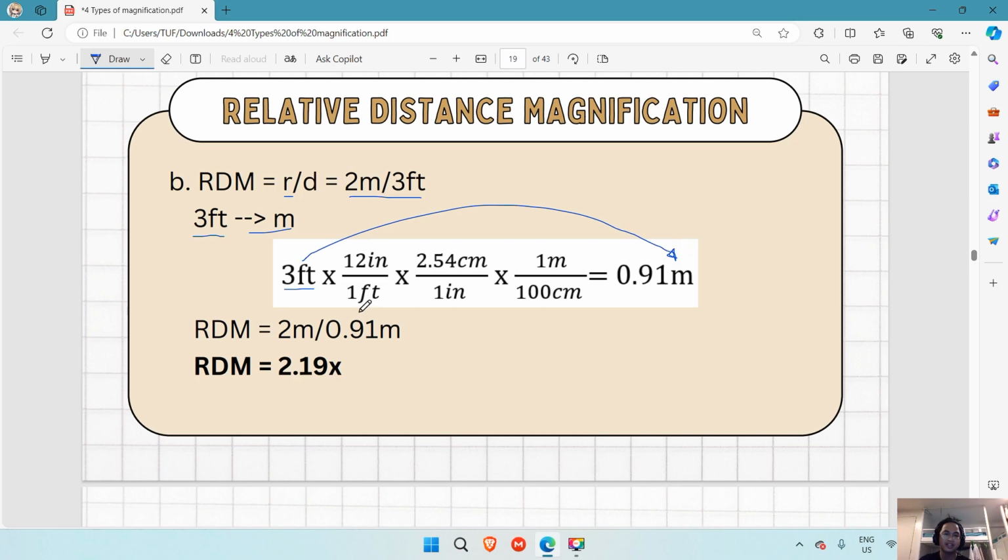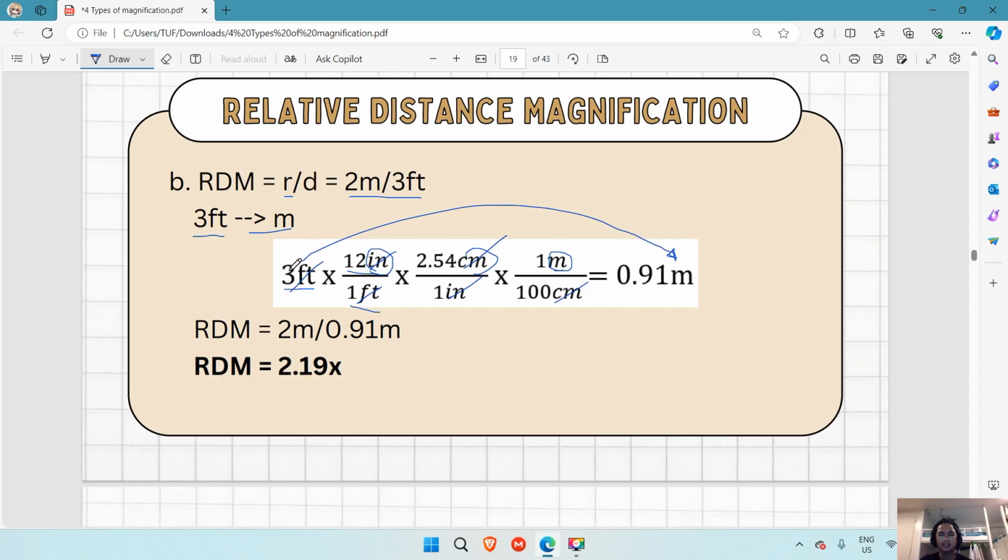Ato tagsa-tagsahon. Sa usa ka feet pila ka inches? 12 inches. So na diri sa taas ang inches kay ang inches man nimo goal. Pila na sa dato goal ang centimeters na sad. So pila ka centimeters sa isa ka inch? 2.54. Hangtod maadto siya sa 1 meter. Mo maning final goal nimo. Kay if i-cross out man ni siya, ching, ching, ching, ching. So mana m lang ang mahabilin ani.